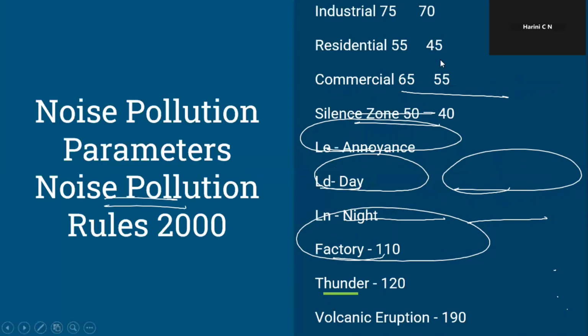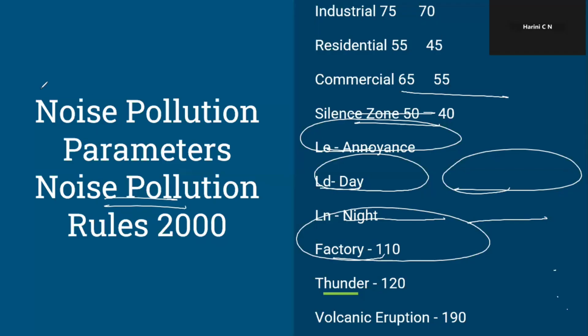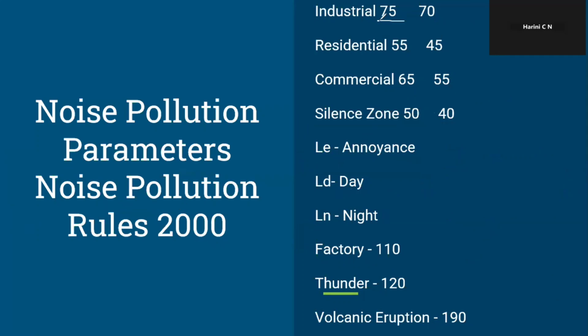Noise pollution parameters. I will revise once again. This is the daytime and this is the nighttime limit, measured in decibels. For industry, this is the limit. For residential areas, for commercial, for silent zone.